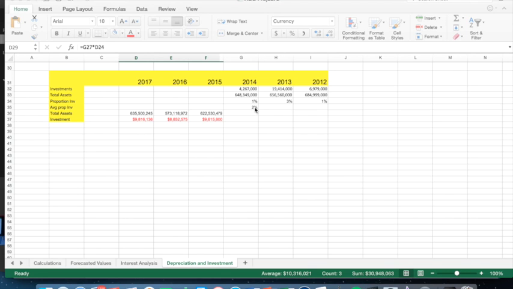So this is pretty much saying that GE spends roughly 2% of its total assets on investments. So with that information, we can take the forecasted total assets of the coming years, which we found earlier on, and multiply that by 0.02 to give us the forecasted investments for 2017, 2016, and 2015.